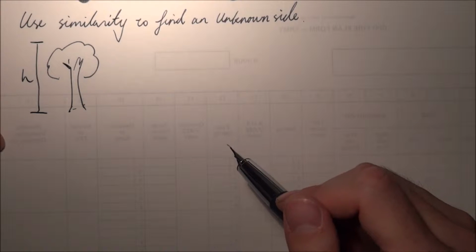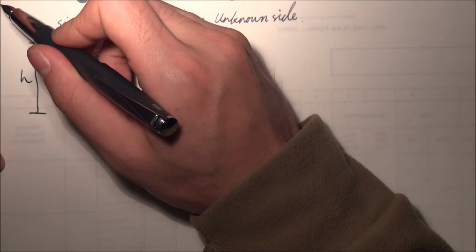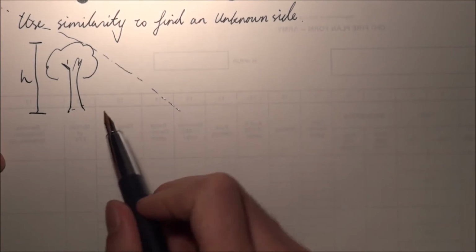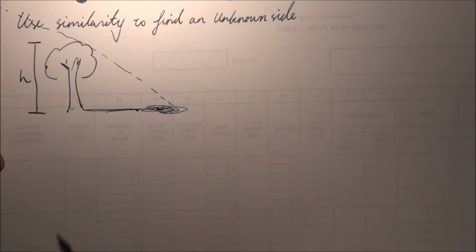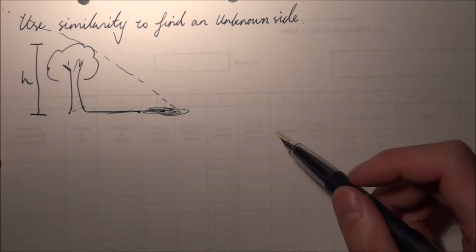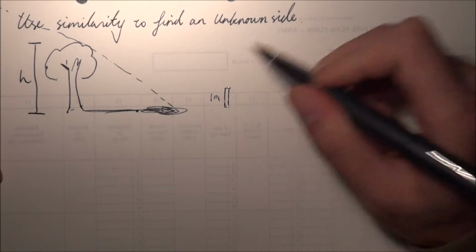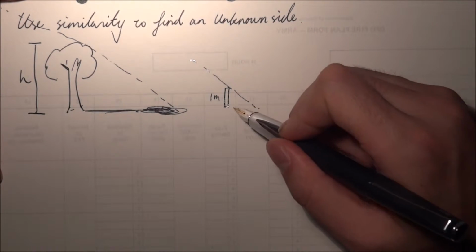So what do you do? Well, you can utilize the sun. When the sun is in the sky, it will cast a shadow, so you will end up with the shadow of the tree. You can measure the length of that. And at the same time, if you stick a 1 meter ruler in the ground, the sun's rays will also cast a shadow.